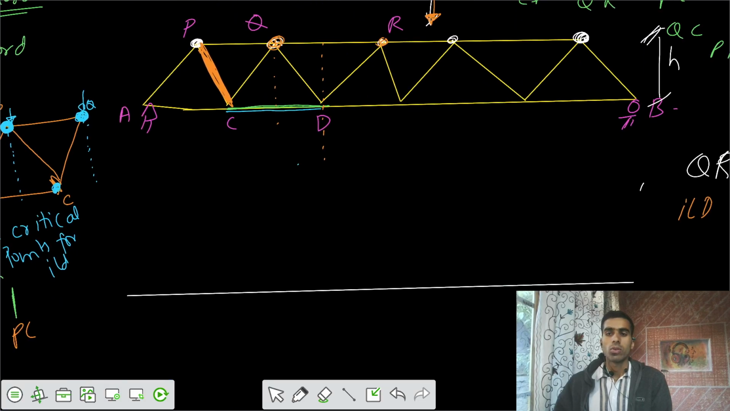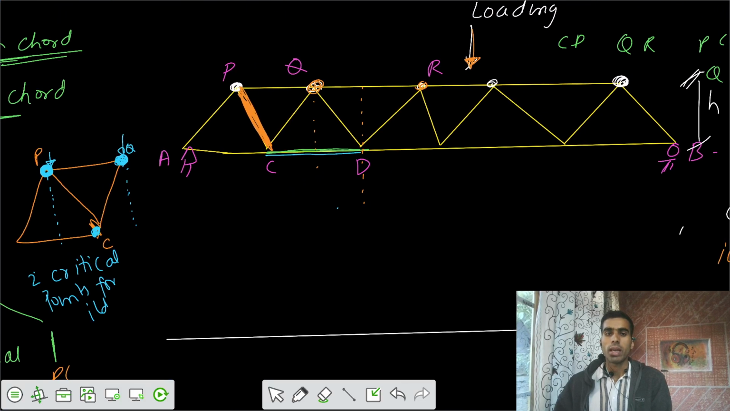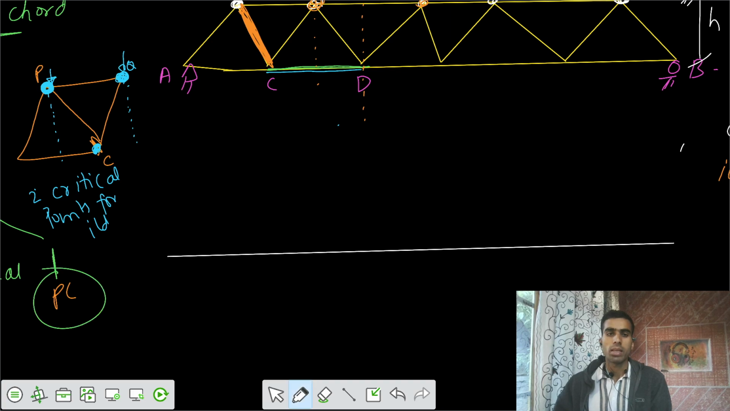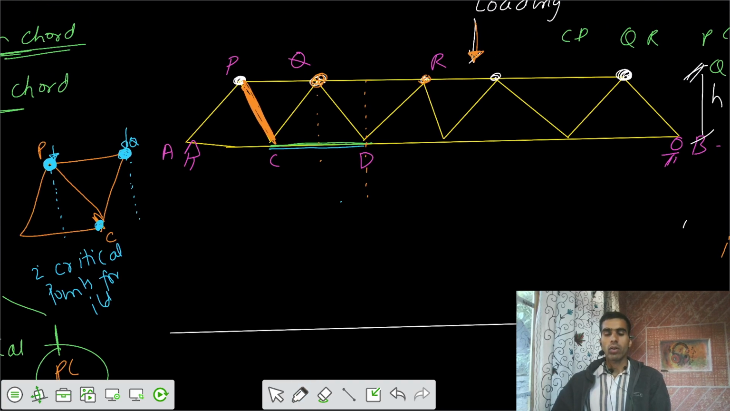So for the member PC, see in which direction. What's the orientation of PC? Is it in this way or is it in this way? I would say PC is in this way.